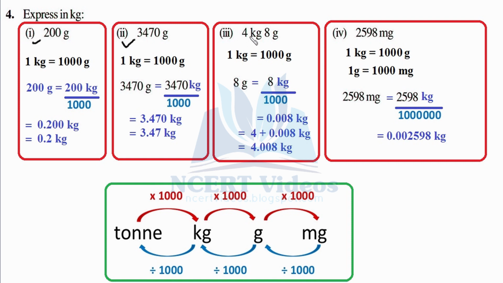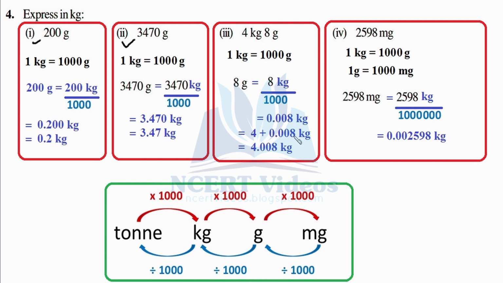Now here, 4 kg, we don't have to convert it. We just have to convert 8 grams. So 8 over 1000: write 8 as it is, count the zeros, not the 1. Do not include 1. The only zeros are 3, so placing after 3: 1, 2, 3, write 0 before it.